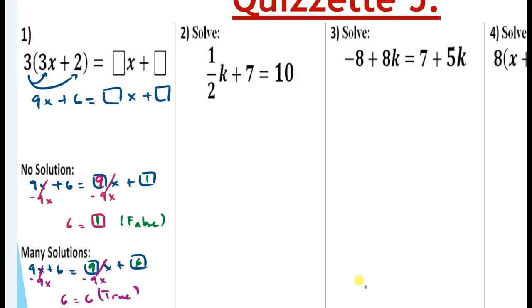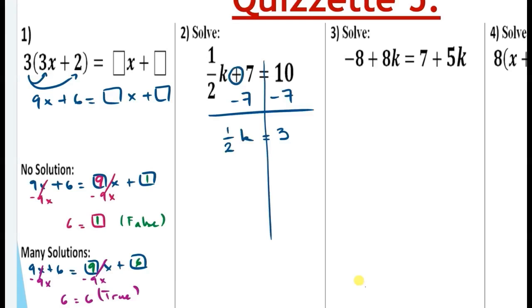Alright, number 2. Okay, first, to get k by itself, you're gonna subtract 7 on both sides. 1/2 k equals 3. And to get rid of the fraction, you're going to multiply by the reciprocal, 2 over 1. 2 divided by 2, they cancel each other out. 1 divided by 1, they cancel each other out. That gives you k by itself. And to multiply a whole number with a fraction, you're going to put 3 over 1 and multiply straight across. That will give you 6 over 1, or just 6. K equals 6.